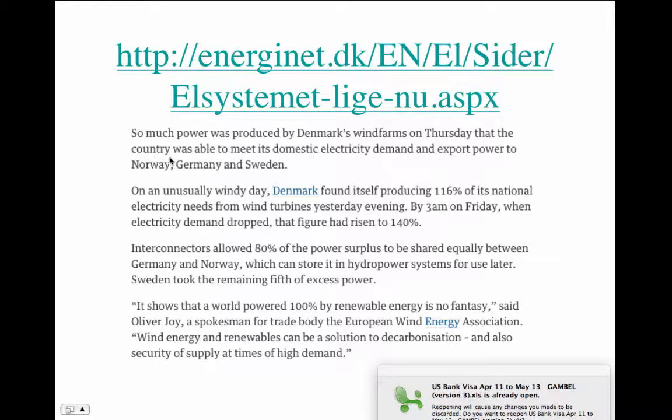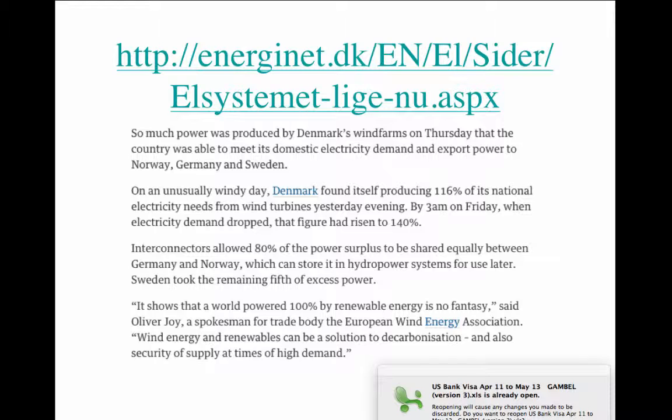You know, we've all heard how much wind power and renewable energy Denmark has and how much it's committed to. So much power was produced by Denmark's wind farms on Thursday that the country was able to meet its domestic electricity demand and export power to Norway, Germany, and Sweden. On an unusually windy day, Denmark found itself producing 116% of its national electricity needs from wind turbines yesterday evening. By 3 a.m. on Friday, when electricity demand dropped, that figure had risen to 140%. So it's producing all the energy Denmark needed just from wind turbines.